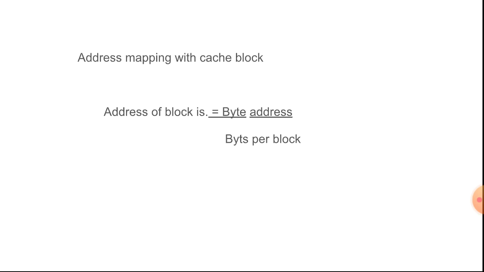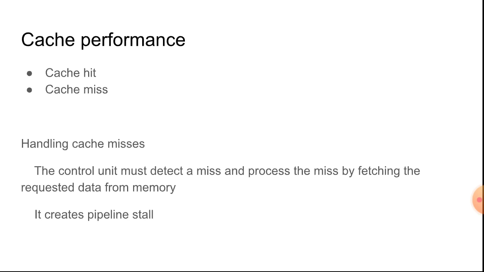And next one is cache performance. When the processor needs to read or write a location in main memory, it first checks for a corresponding entry in the cache. So there are two outcomes: cache hit and cache miss. In a cache hit, the data is read from the cache. Cache miss means the processor does not find the memory location in the cache.